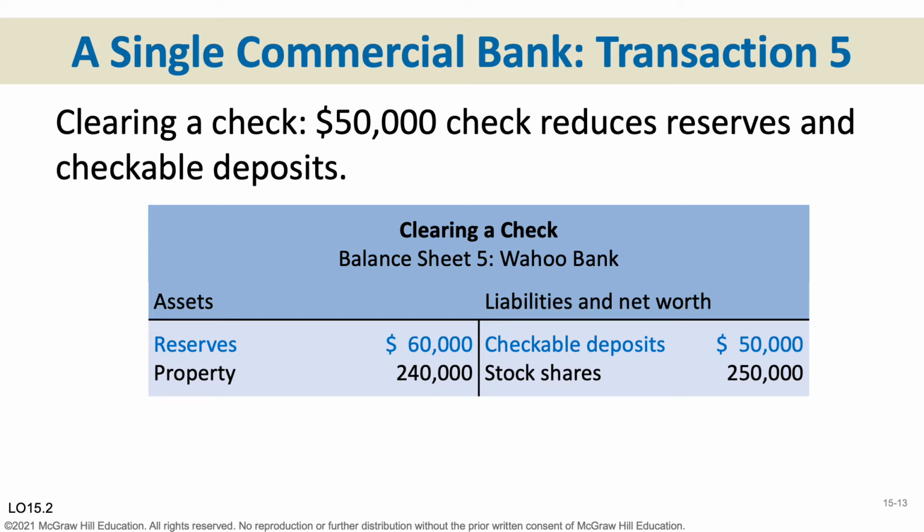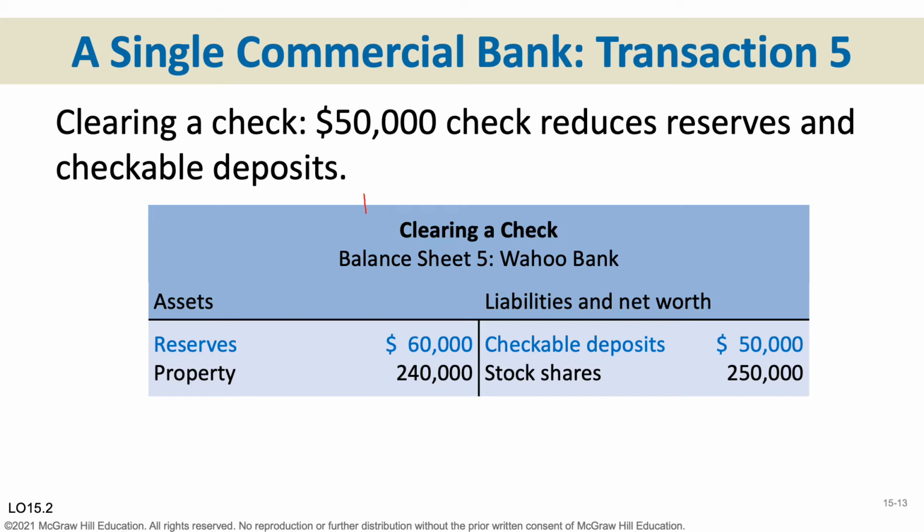So I want to say that again. Whenever somebody writes a check on a certain bank here on the Wahoo Bank, checkable deposits and reserves will go down by the amount of that check. So our balance sheet has changed. I want you to calculate excess reserves while you're looking at this balance sheet.